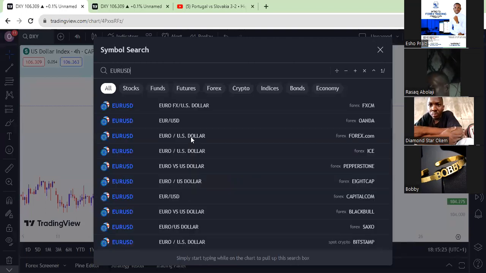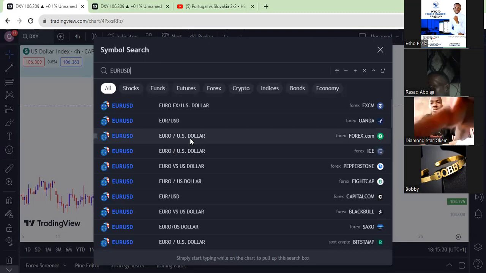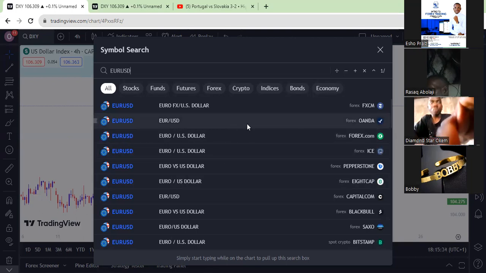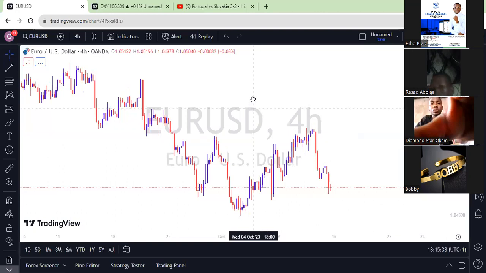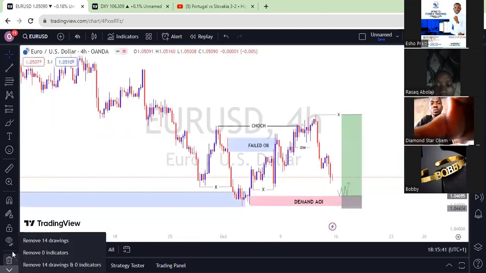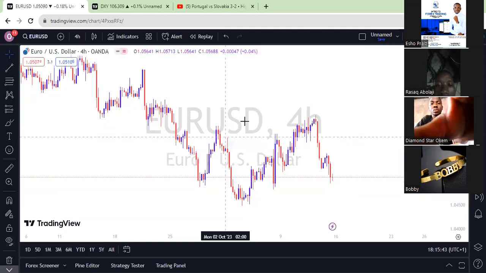EURUSD. Let's see. Don't forget we are picking Rwanda. Don't forget that. So this Rwanda here. What I'm going to do is delete this chart. I've analyzed it before, then let me delete it.